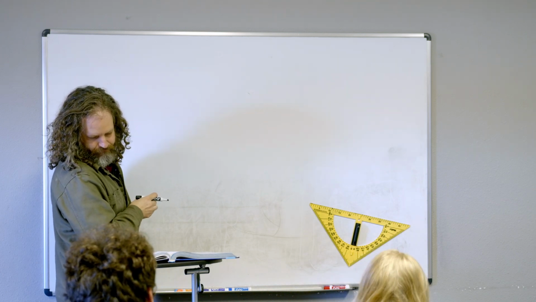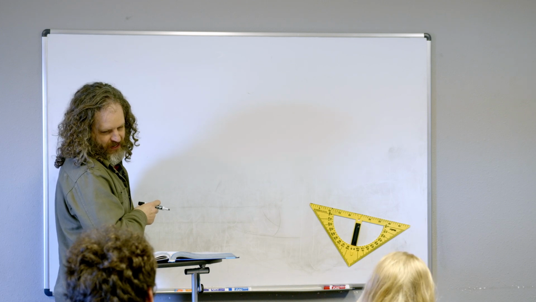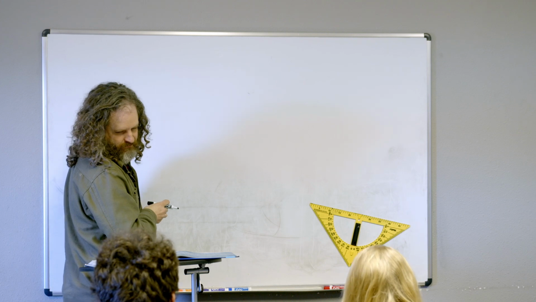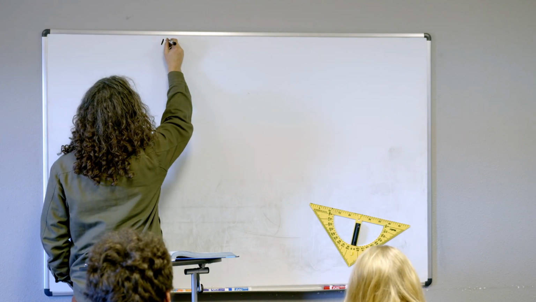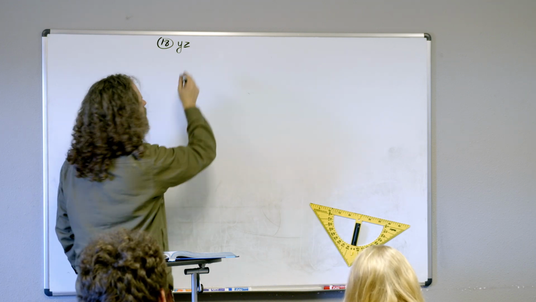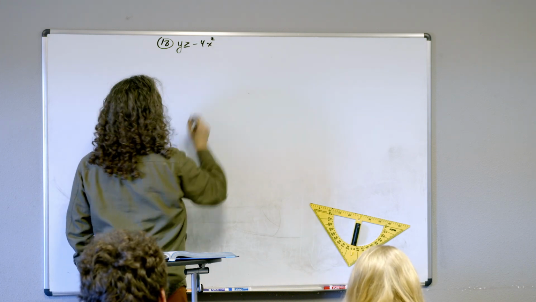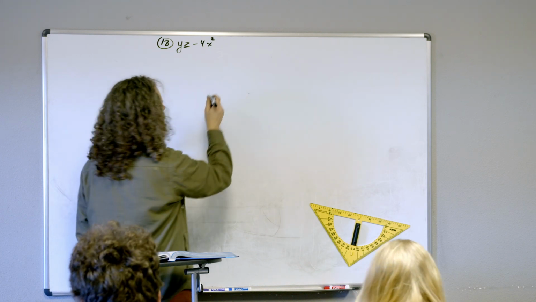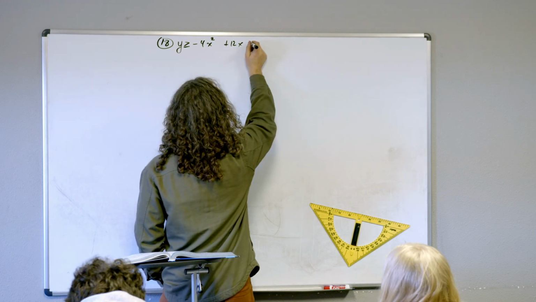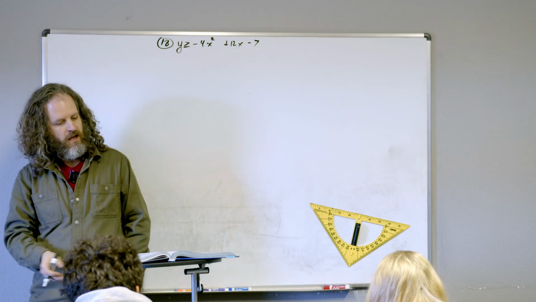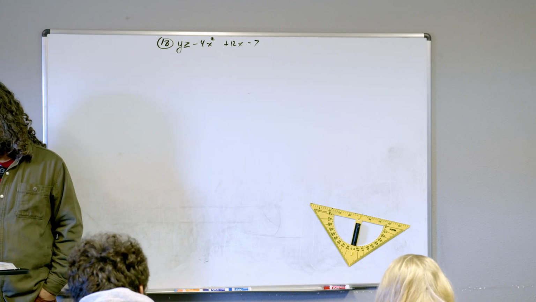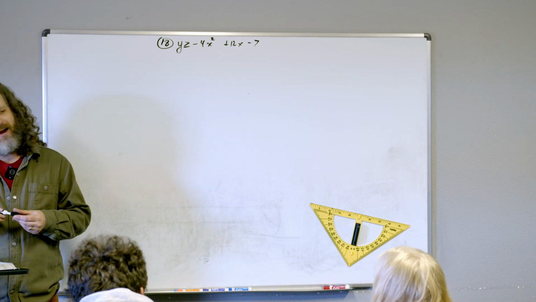So 18 maybe? Sound reasonable? Okay. y is greater than or equal to negative 4x squared plus 12x, excuse me, minus 7. And we are expected to, no, just kidding. We're expected to graph it.